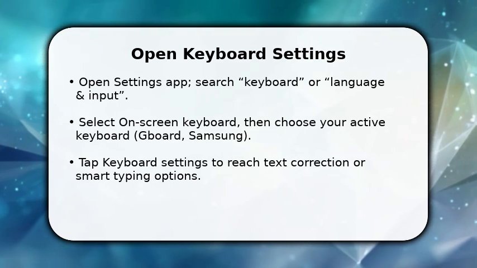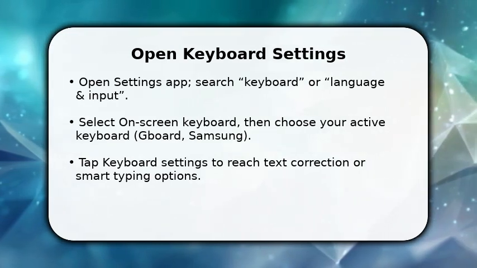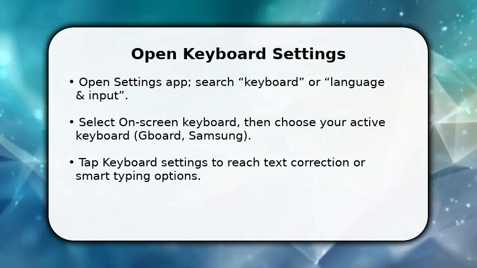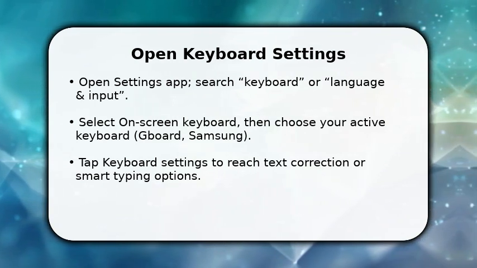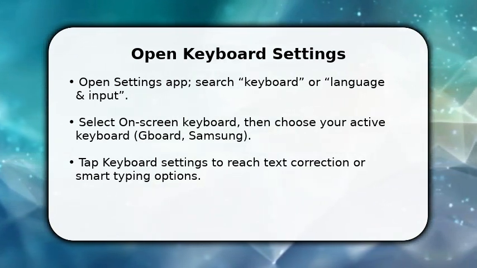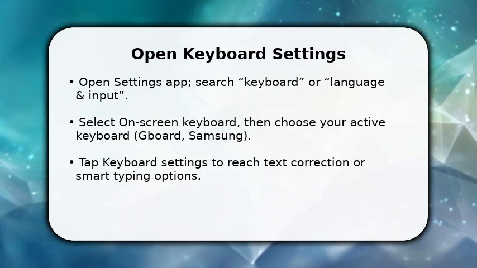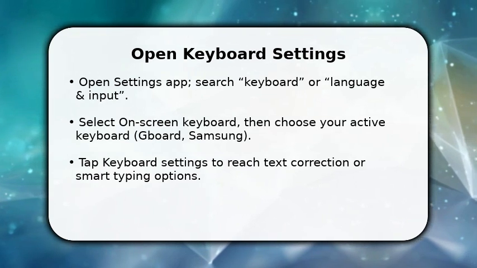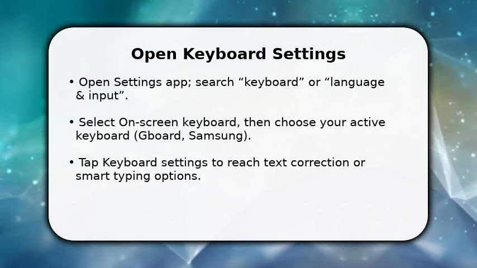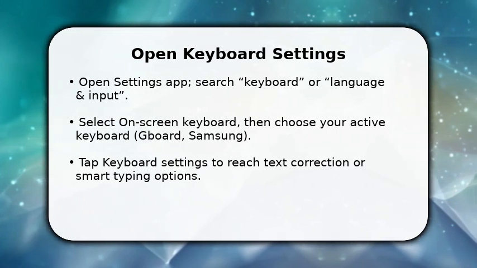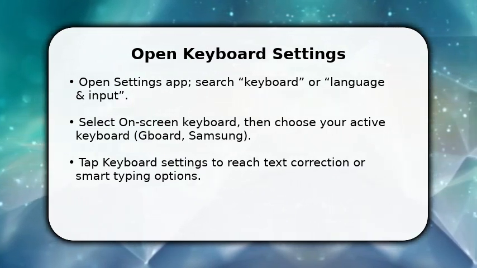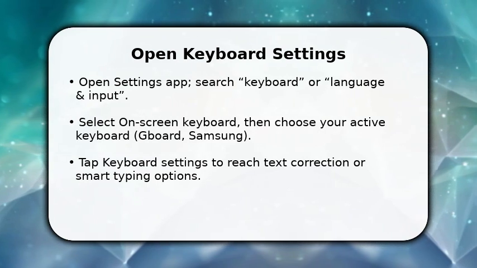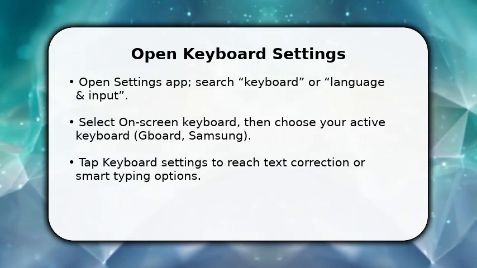You start inside Settings and go straight to the keyboard configuration. This is where learned words live. Once you open on-screen keyboard and pick Gboard or Samsung keyboard, you enter the text correction area that controls predictive suggestions. Make sure to tap Text Correction or Smart Typing. That's the section with learned data and prediction toggles. You're doing this now so you can remove personalized suggestions without wiping other system settings.